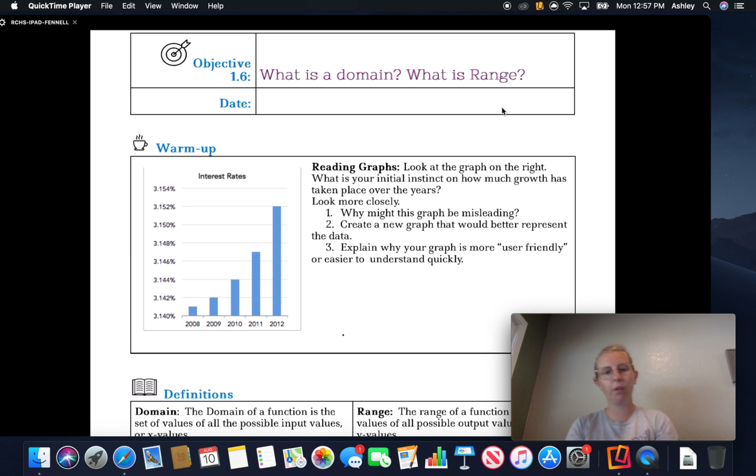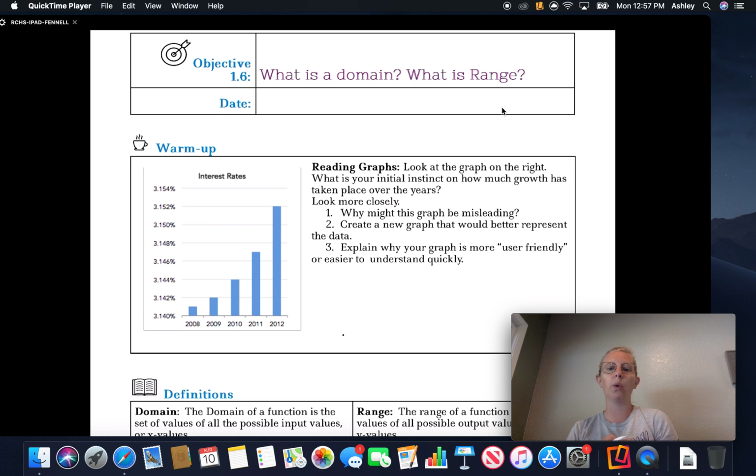For our warm-up for 1.6 today, we are going to talk about how we read graphs and how they can potentially be misleading. So let's look at the graph on the left, and I really just want to draw your attention to a couple things. First, you want to explore it yourself, see if you find anything that you feel might be a little strange or intentionally deceptive even.